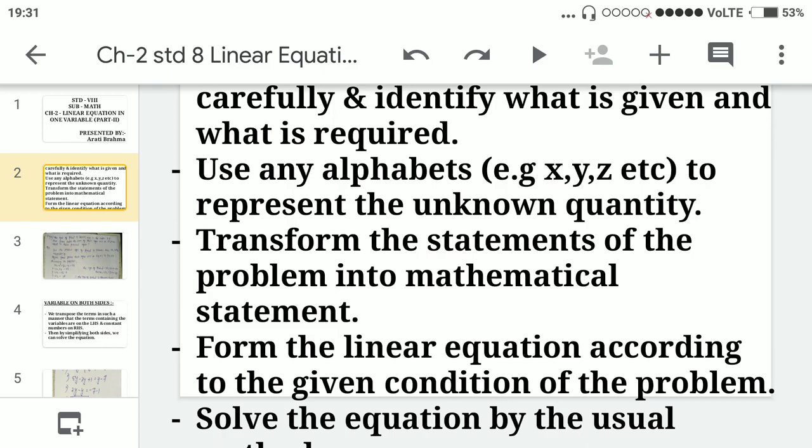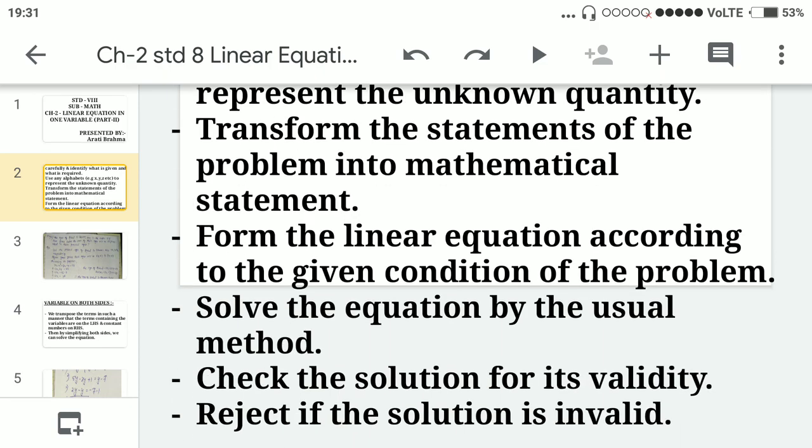Because in the previous examples an equation was already given to you and you had to simply solve it, but now a word problem is given. So first of all you have to convert that word problem into a mathematical statement, then only are you allowed to solve it. Then form the linear equation according to the given condition of the problem. Whatever the question requires, according to that only you have to form the mathematical statement, then it will be easy to solve and definitely correct.